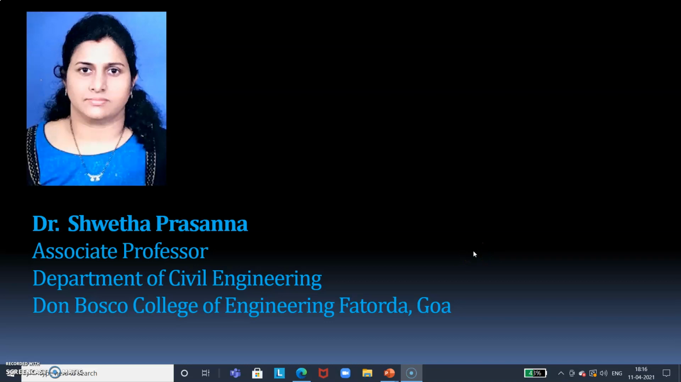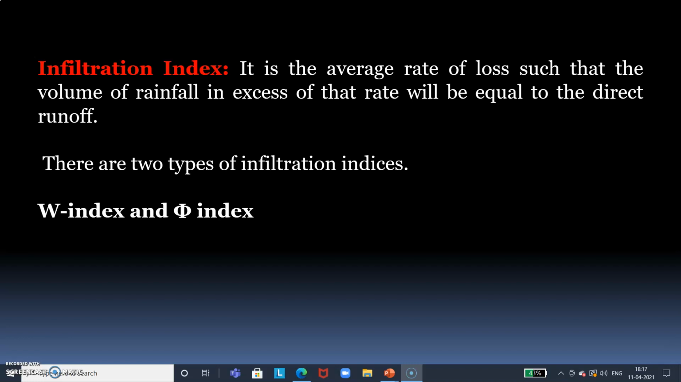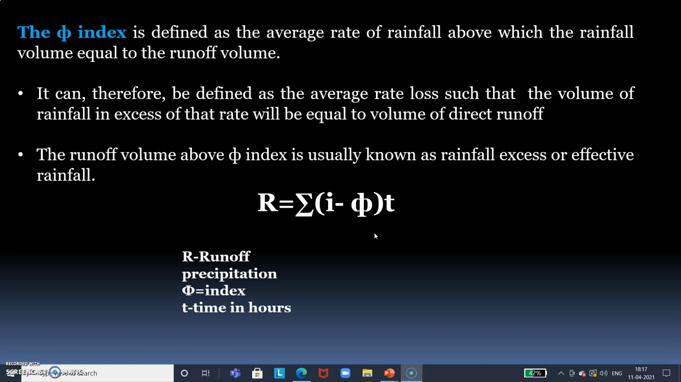Hello, my dear students. I have already discussed infiltration index in the last class. It is the average rate of loss such that the volume of rainfall in excess of that rate will be equal to the direct runoff. Mainly, there are two types of infiltration indices. The first one is W index and the second one is phi index.